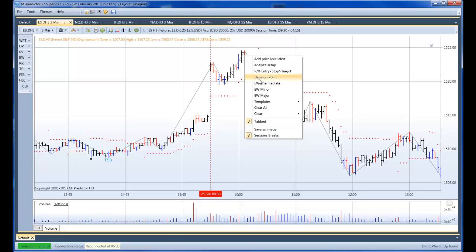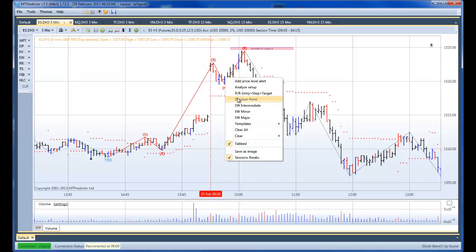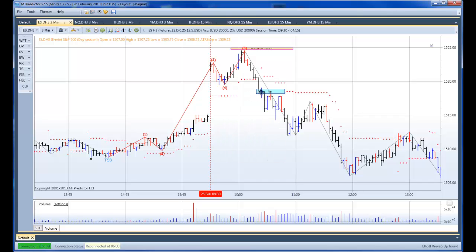If I right mouse click, do Elliott wave intermediate, what I was commenting on was how this was a nice 5-wave rally, and if the market then goes down off a 5-wave sequence, the first target is normally the DP of the wave 4 low, which is what I've placed on here.